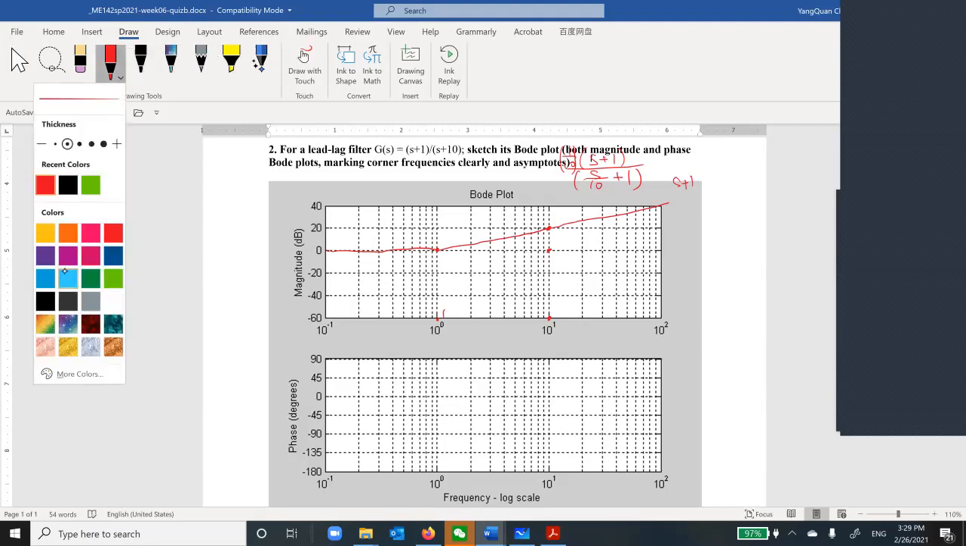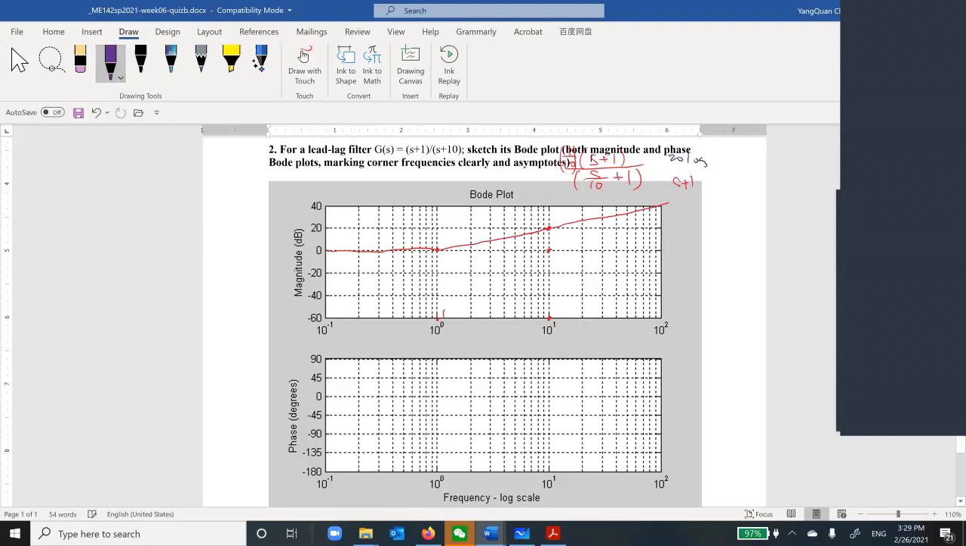So then I'm going to do another one, let me do the purple. So another one is 1 over 10. 20 log 10 of 1 over 10 is what? Minus 20 dB, right? So minus 20. But what is 1 over S divided by 10 plus 1? What is that? I'm using a different color.